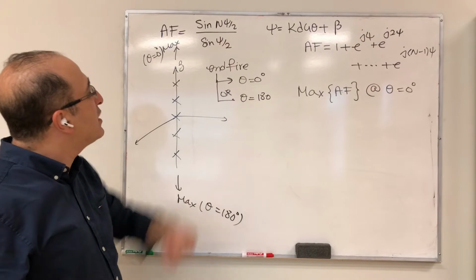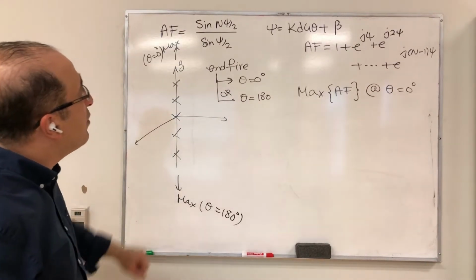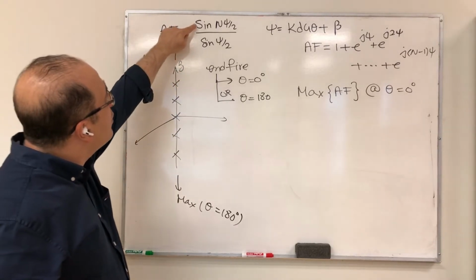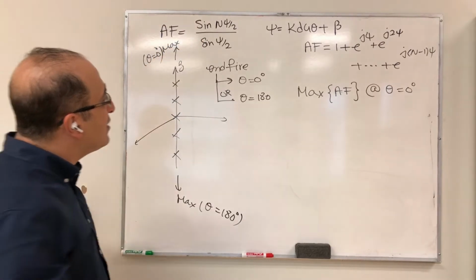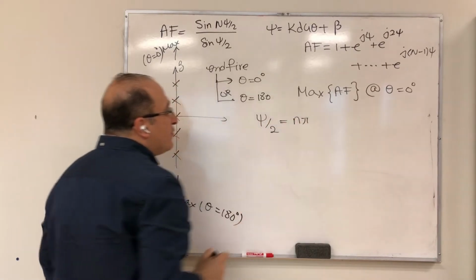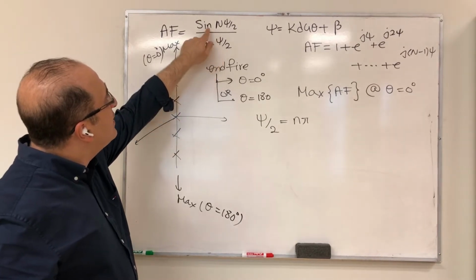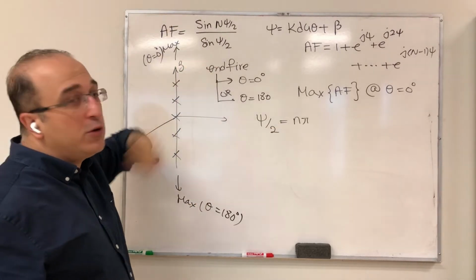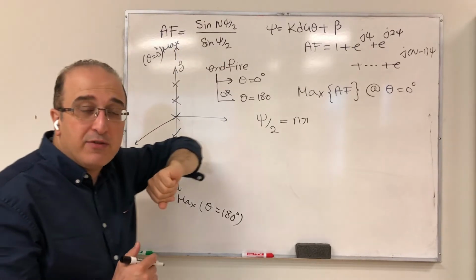So for example, let's focus on this case. Remember, at what condition does your array factor become maximum? The condition to have the array factor maximum is that both numerator and denominator go to 0. So essentially that requires that psi divided by 2 is n pi. If that happens, of course, this becomes sine n pi, and this becomes sine capital N times n pi. Both of them are 0. So that's one way to look at that. And if both of them go to 0, you get capital N, based on the previous lecture.